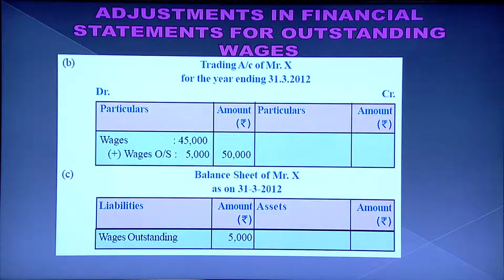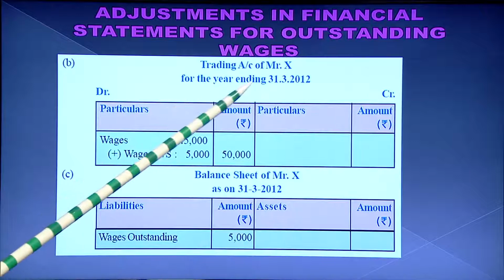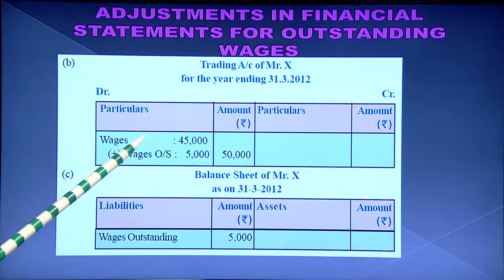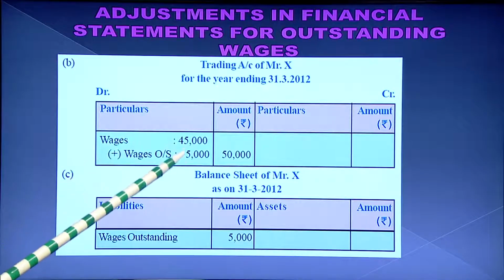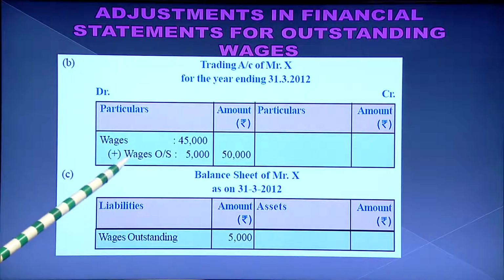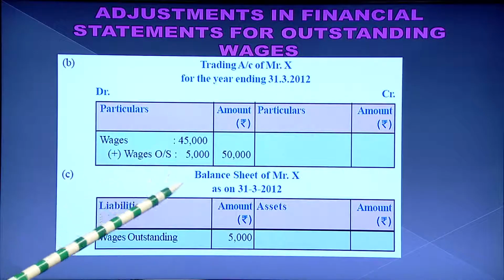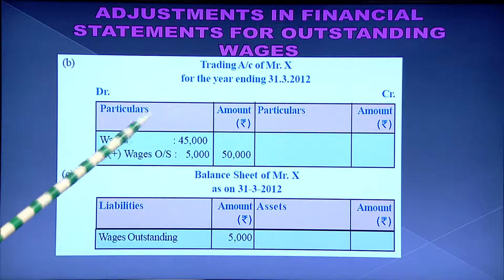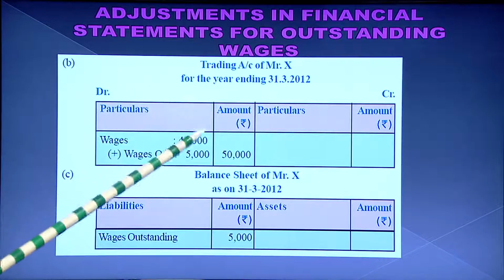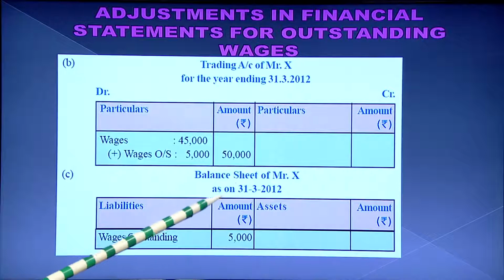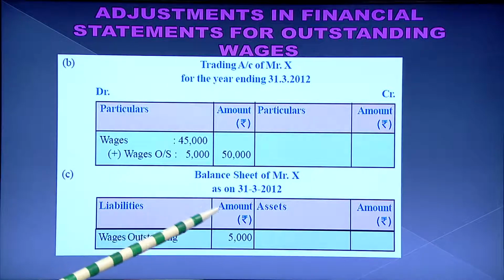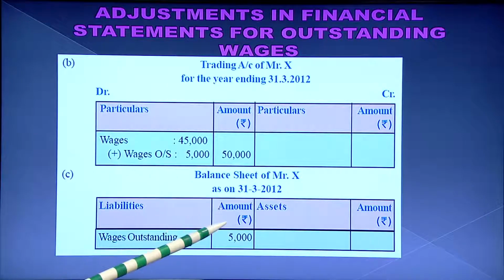Next, the accounting treatment in trading account or balance sheet. In trading account of Mr. X, in the debit side we write first wages, that is 45,000. After that we add outstanding wages, that is rupees 5,000. The total will be 50,000. In balance sheet of Mr. X, because this is the liability we have to pay in future, that creates wages outstanding as a liability.